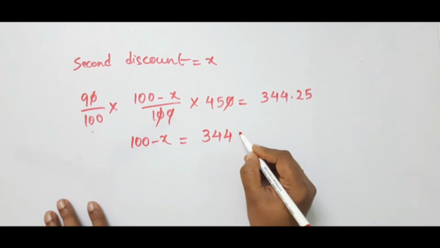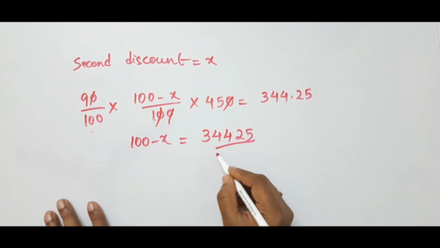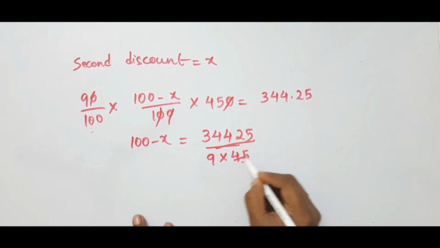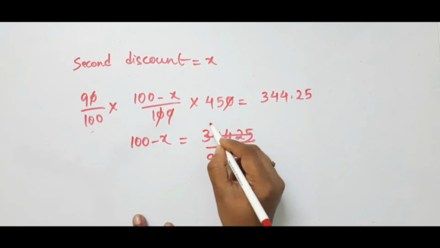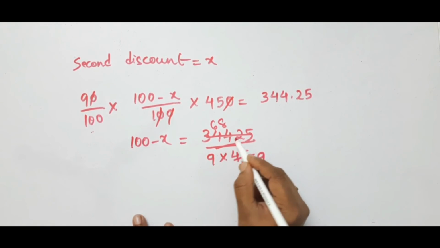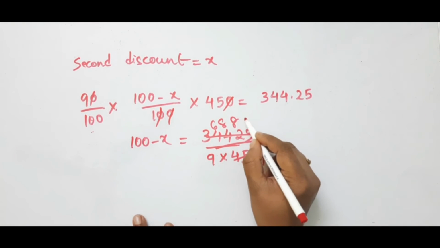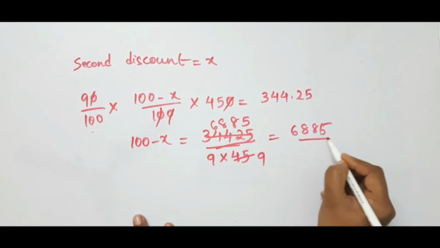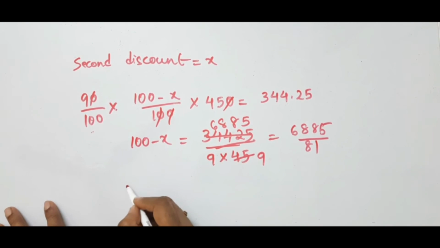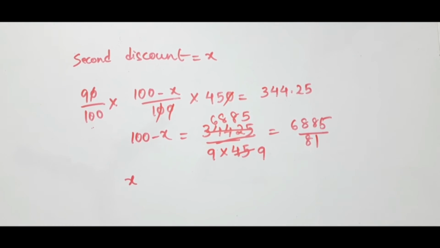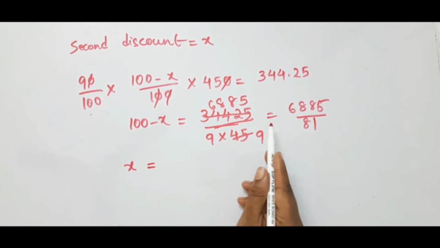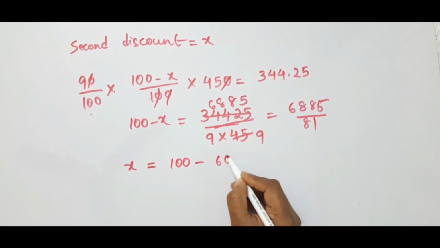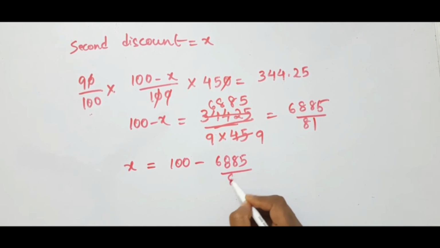So this becomes 34425 by, bring this 9 to LHS, 9 into, bring this 45 here. Now let us cancel 5 9s, and 5 6s are 30, 5 8s are 40, and again 8s are 40 and you will be left with 2. So this is 5, so it is nothing but 6885 by 81. We need the X value. So X is equal to, bring this X this side and bring this one here. So this becomes 100 minus 6885 by 81.